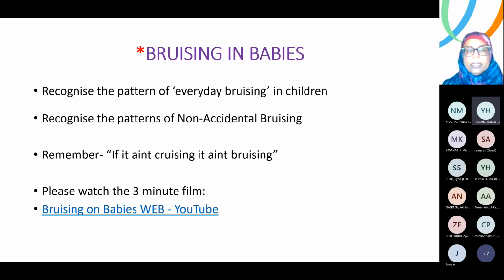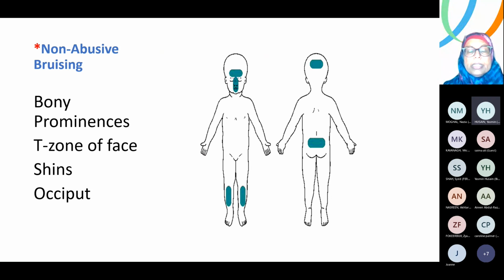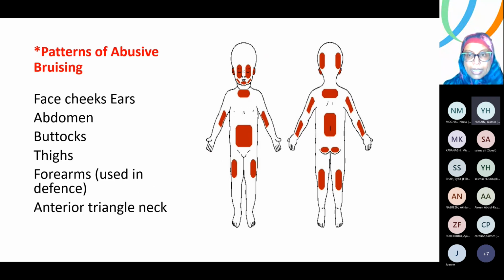And then bruising in babies, they need to know the pattern of everyday bruising and non-accidental bruising. And remember, if it ain't cruising, it ain't bruising. In other words, if babies can't move, they shouldn't have bruises on them. And there's a little film that they can watch as well. And then they also need to know the pattern of normal bruising and non-accidental bruising.